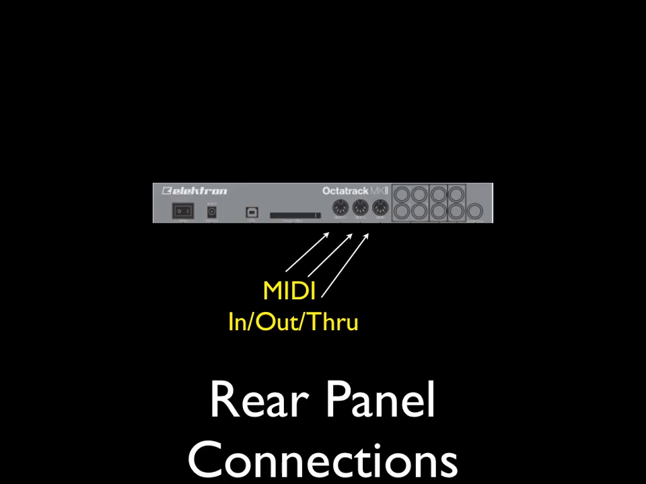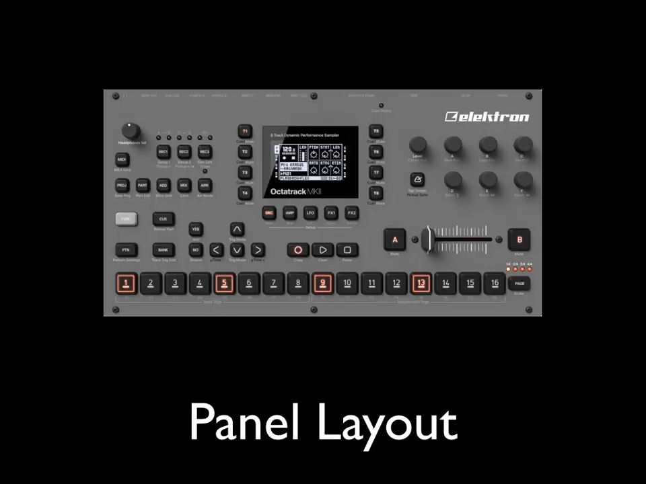Next you have your MIDI in, out, and through. In, out, depending on how you plug it in, will dictate whether the machine is acting as MIDI master or slave. Through copies the MIDI message from the master so you can have a chain of machines all responding to the MIDI master clock and messages. Let's move to the panel layout.